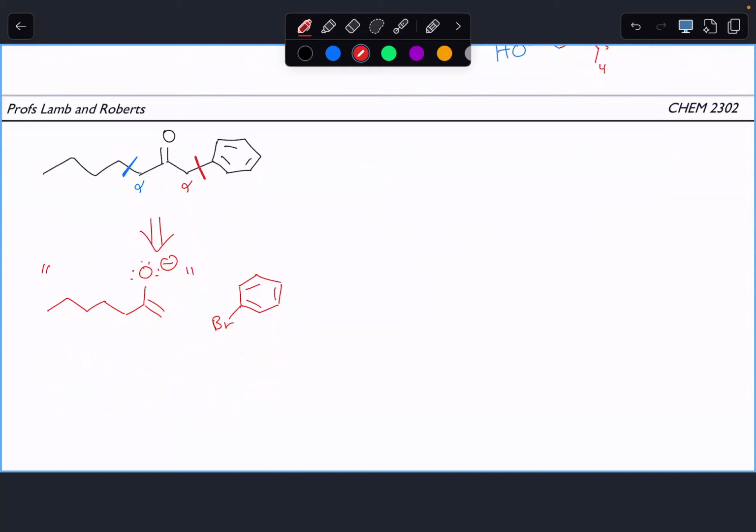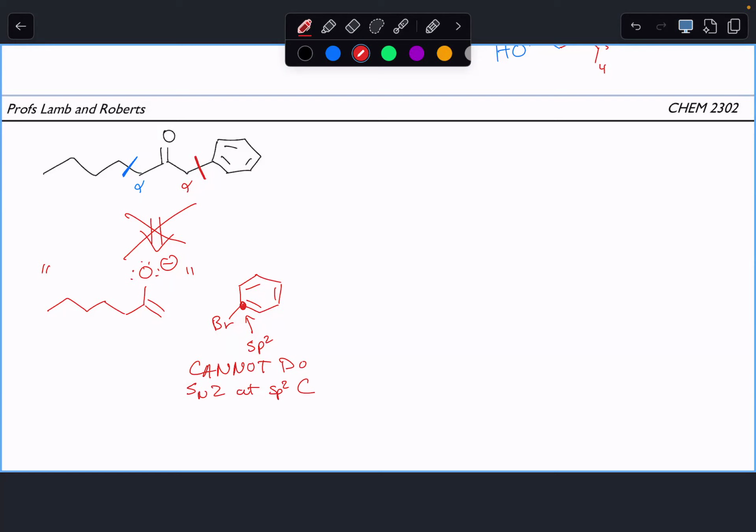Just like any other SN2 reaction we've learned all semester, that is an sp2 carbon. We cannot do SN2 reactions at sp2 carbons. This has come up a couple of times this semester, so just reminding yourselves of the rules: we cannot do SN2 at sp2 carbons. Not possible. Therefore, that is not going to be the way that we do this.